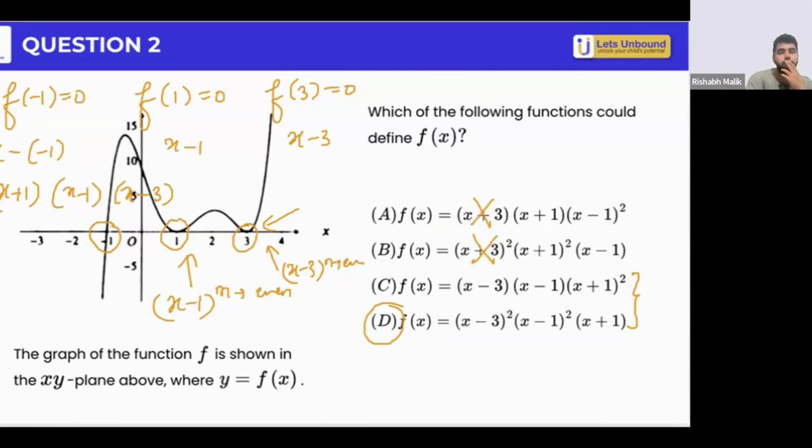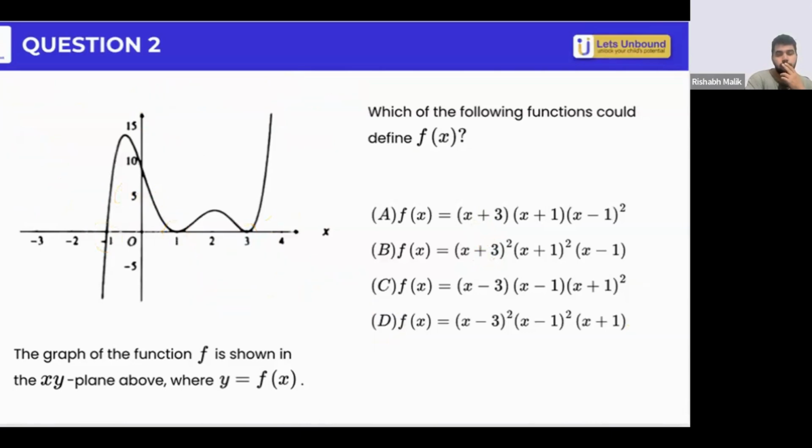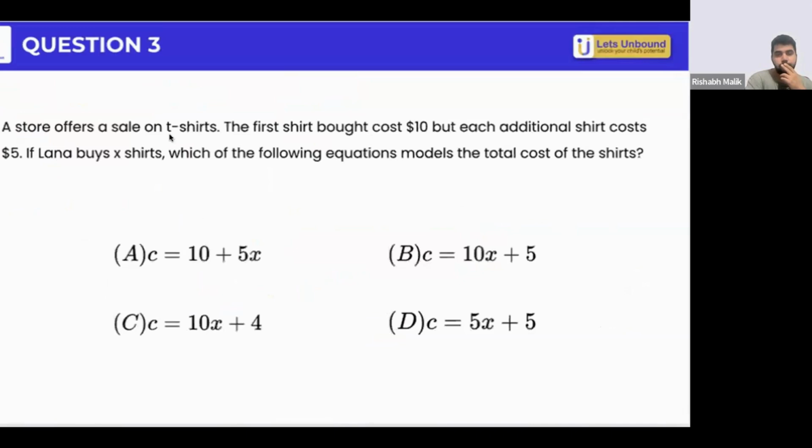Okay, so let's move to the next question now. This is a very basic question, but I see most of the students making mistakes on it. A store offers a sale on t-shirts. The first t-shirt bought costs $10, but each additional one costs $5. If Lana buys x shirts, which of the following equations models the total cost of the shirts?